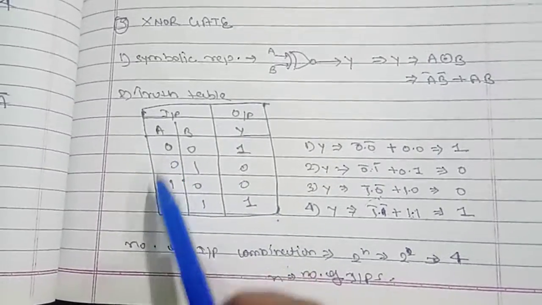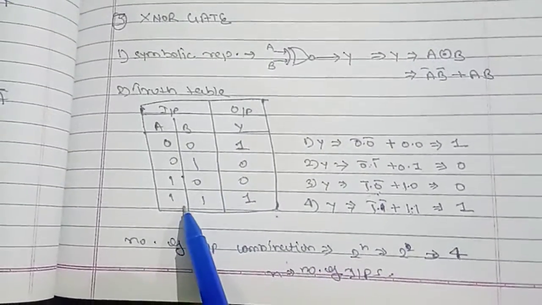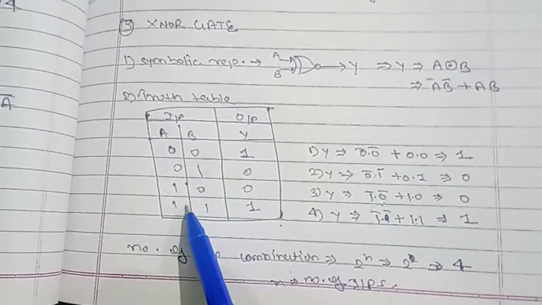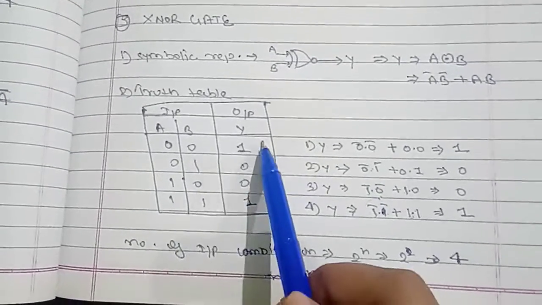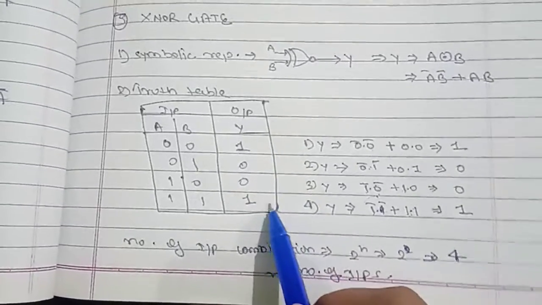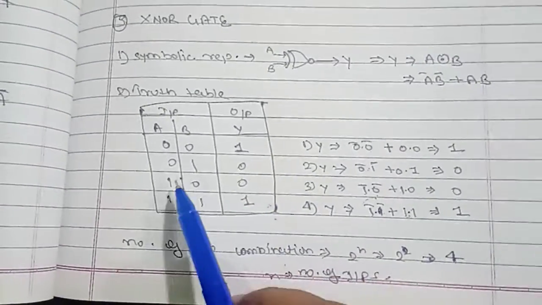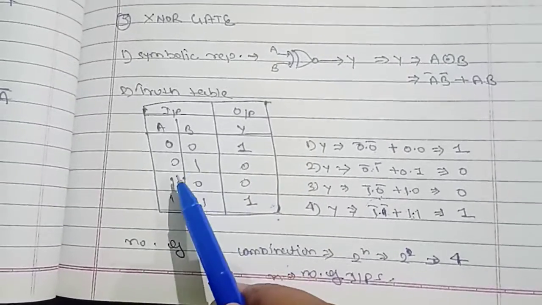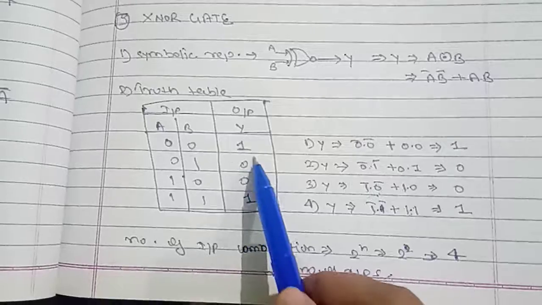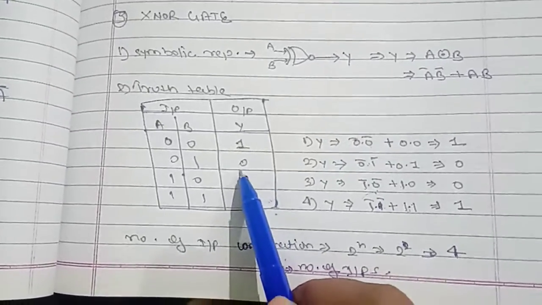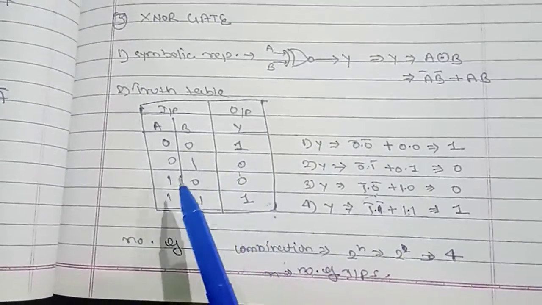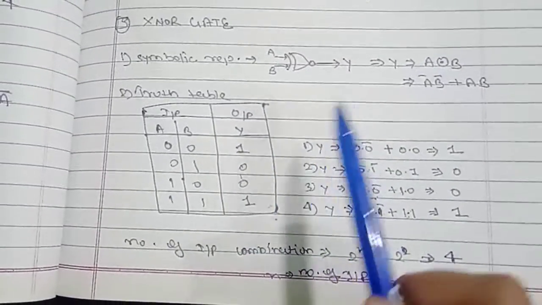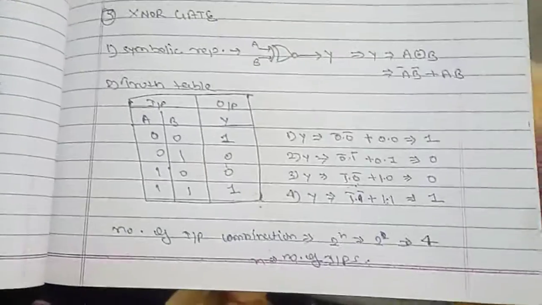So in the first and fourth case you can see both inputs are same, like A and B. In the first case both are 0 0, and in the fourth case both are 1 1. So in that case Y output produced 1, and in the second and third case you can see A and B both are different. So in that case Y output we can see 0 0. Okay, so like that you can remember the XNOR gate logic. Thank you.